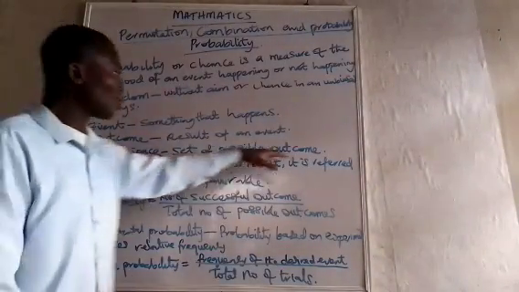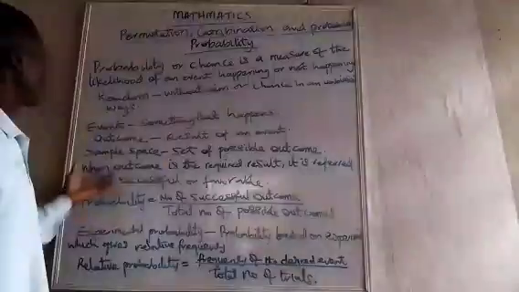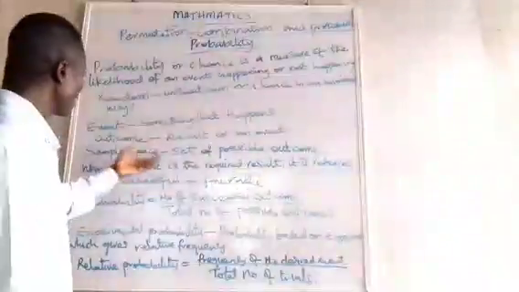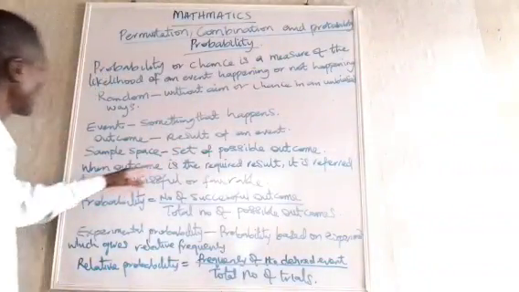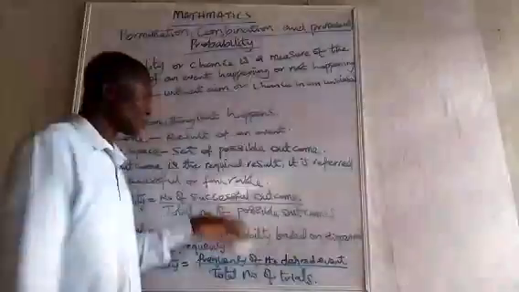Sample space is the set of possible outcomes. That's what I've just said. Sample space, that's the set of possible outcomes. They are the results of this; they are the same thing as this. When an outcome is the required result, it is referred to as successful or favorable.